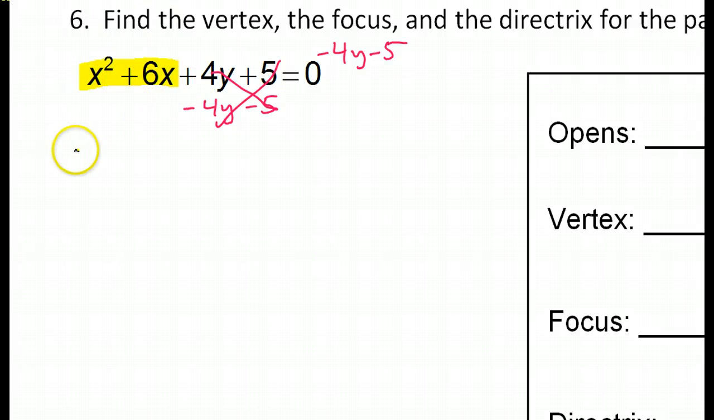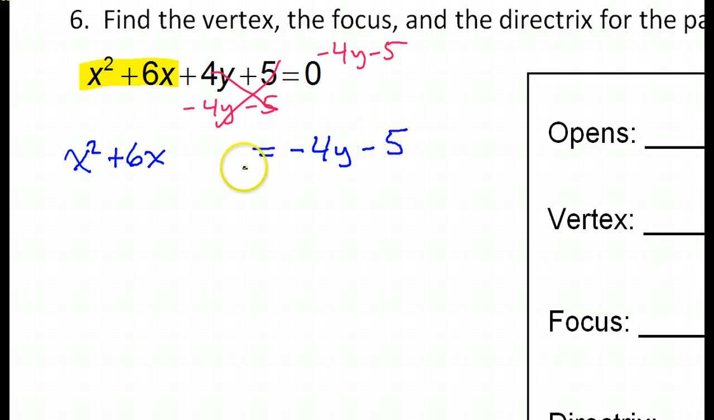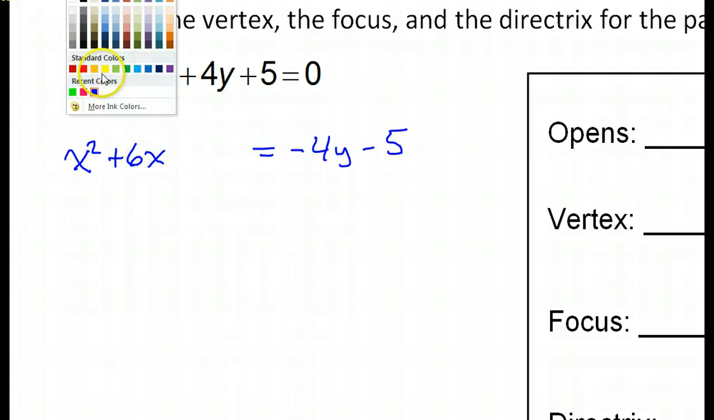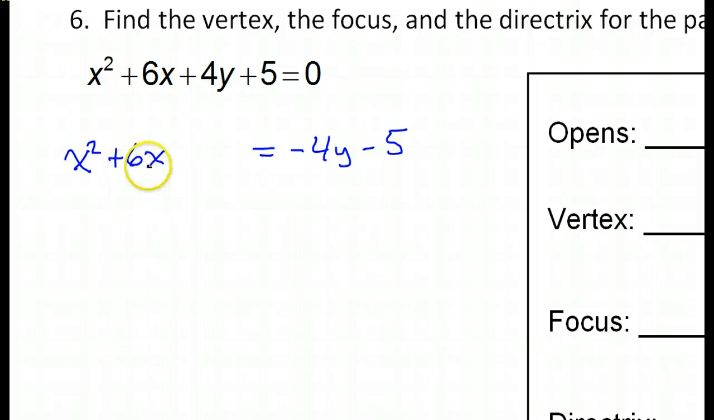So I will continue on to complete the square. Bringing the x's down, I've got x squared plus 6x. Leave a space. Okay, and then over here I've got negative 4y minus 5. Anytime you see general form like this, convert it to standard form by completing the square. So I will need to do half of the middle squared. Half of this is 3, and then 3 squared is 9. Boom! Immediately do it to both sides.